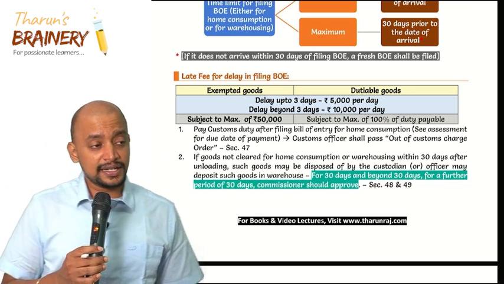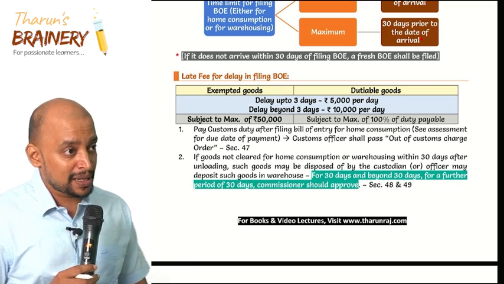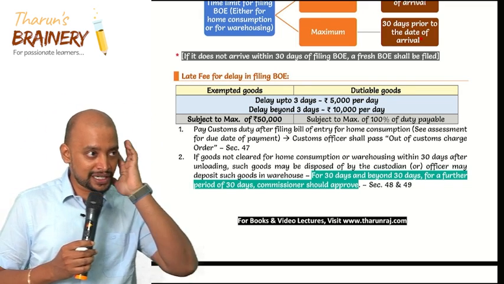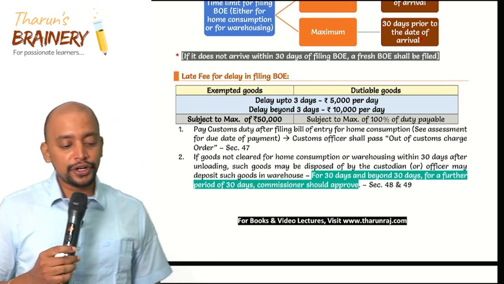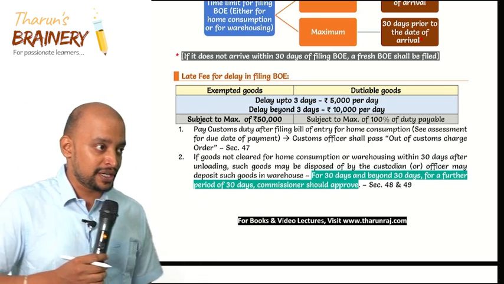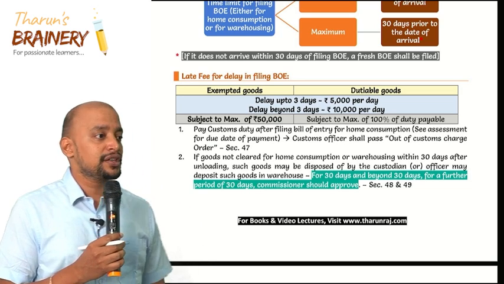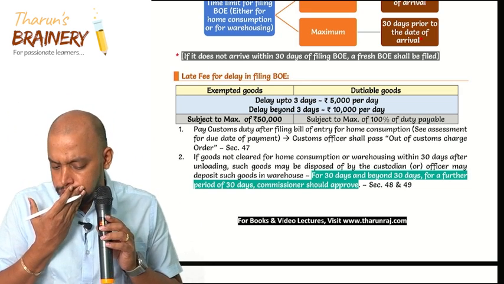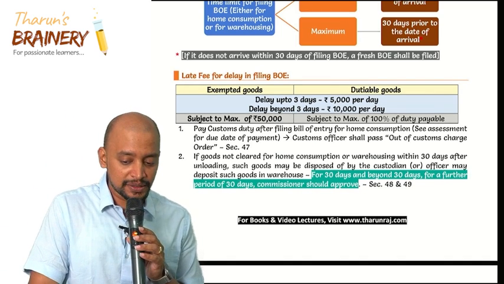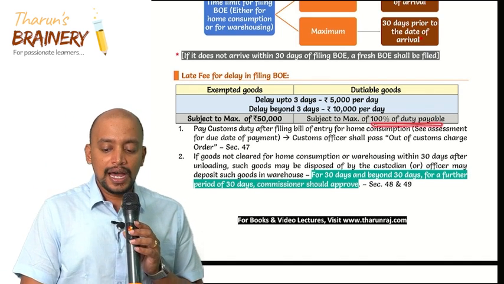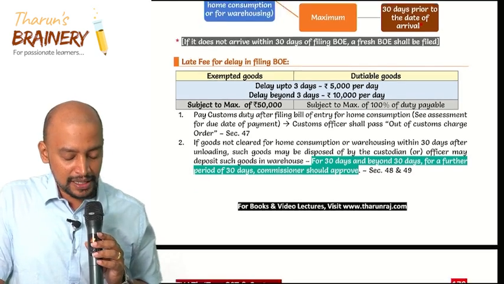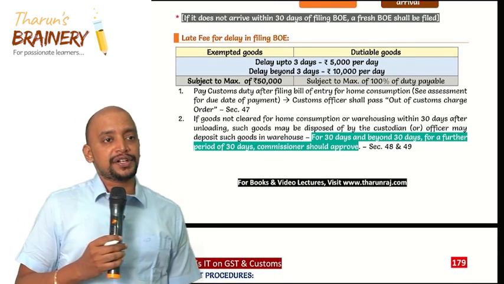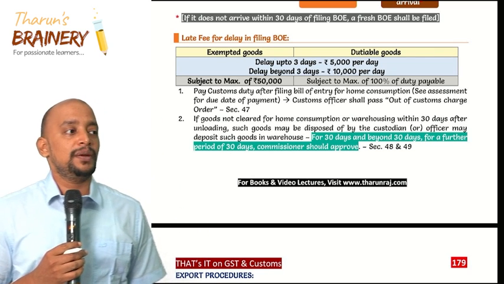If the delay is 7 days, how much will be the late fee payable? First 3 days, 3 into 5, 15,000. Then the remaining 4 days, 4 into 10,000, that is 40,000. 40 plus 15, 55,000 rupees will be the late fee payable. But this is subject to a maximum of how much? 100% of duty payable.